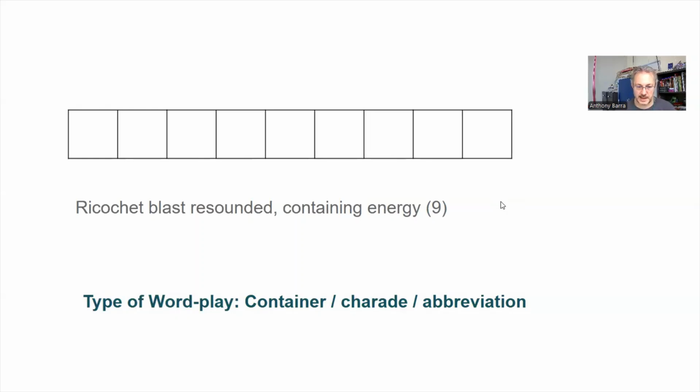Ricochet, blast, resounded, containing energy. And here on the bottom, you could see there are a couple different techniques being used to create a word, boomerang. So ricochet is the definition, and then the rest of it is going to be wordplay. So the synonym for blast is boom. Another way to say resounded is rang. And these two words, boom and rang, are containing the abbreviation for energy. And altogether, this word means ricochet.